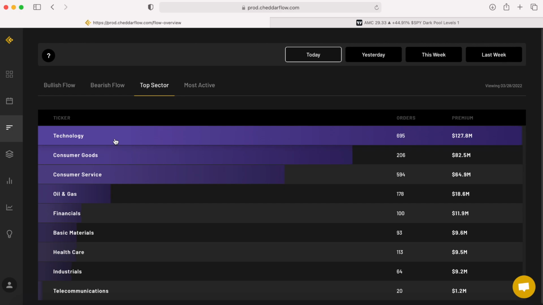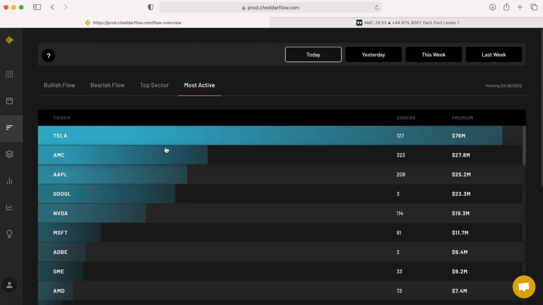And then also you could check top sectors. Technology and tech were really hot today. You could see a lot more orders going to those. And then most active as well. This is no surprise. Tesla had a lot of those orders, very, very active orders, and then AMC, of course, as well. So pretty much followed that.